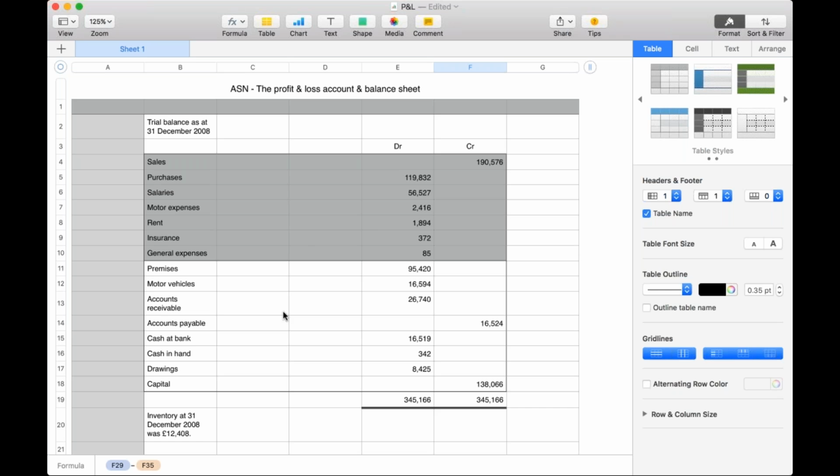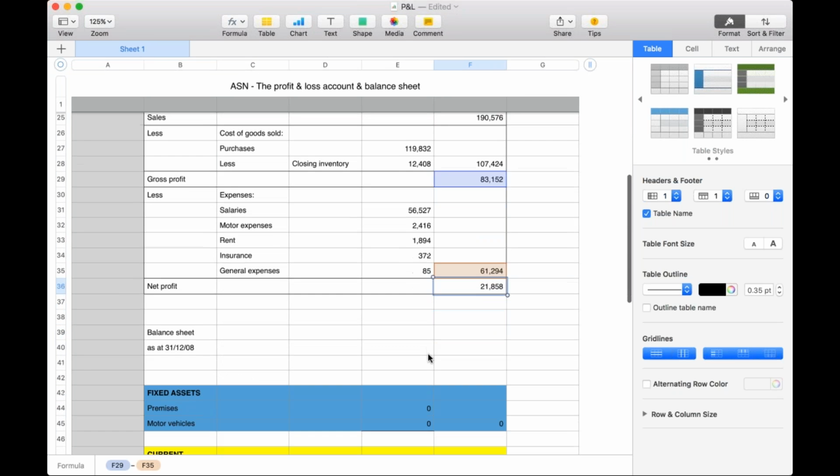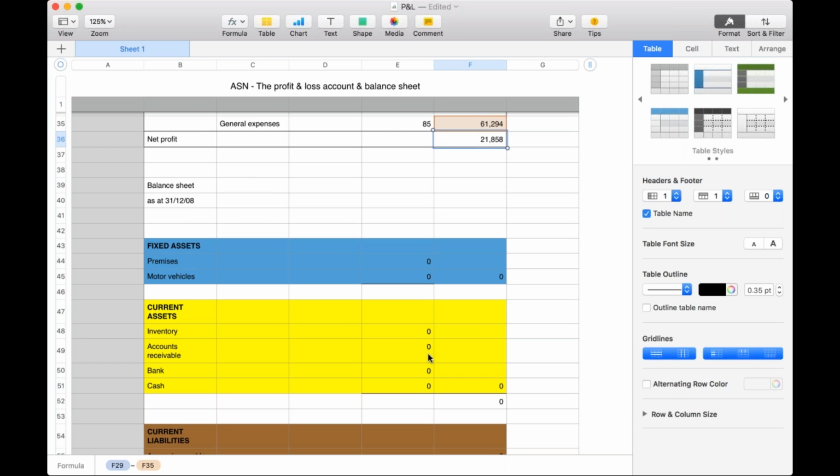So as I said, what we're going to cover tonight is the bottom half of this trial balance, which is going to form the balance sheet. So when we've drawn up our balance sheet, fingers crossed, it should balance, and I'm pretty sure it will. I hope it does anyway.